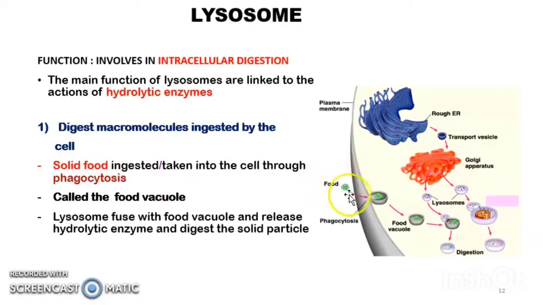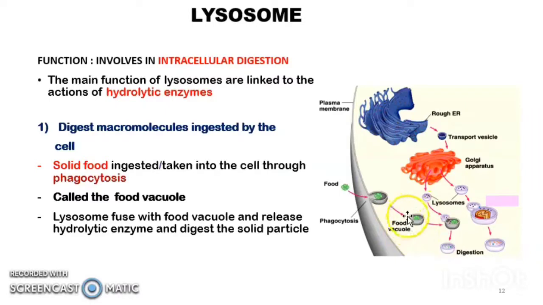Okay, so let's say this is the food particle. This food particle will enter into the cell. So how will this food particle enter into the cell? This process we call as phagocytosis. The detailed process of phagocytosis I will explain in the cell transport later. Once this food particle has entered the cell, this food will be enclosed within the structure that we call as food vacuole.